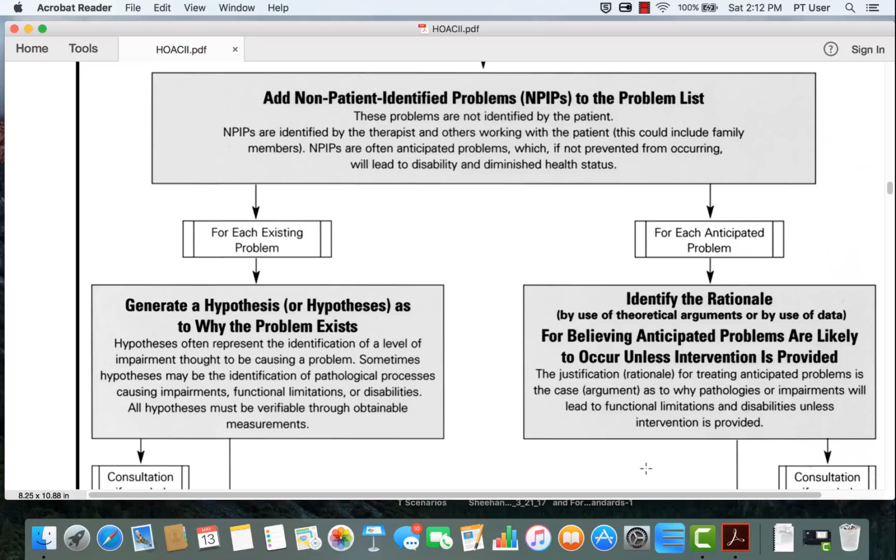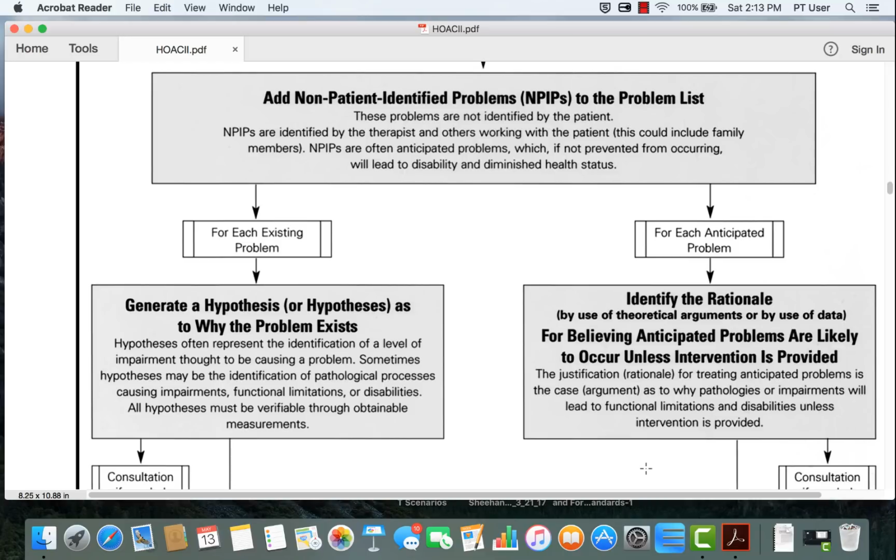The example we were going with initially was the person can't walk. And you confirm that. You see that they're having difficulty walking. That's a problem that's existing right now. Right? So for existing problems, whether stemming from the patient, PIP, or someone else, NPIP, the existing problems are connected to a hypothesis.